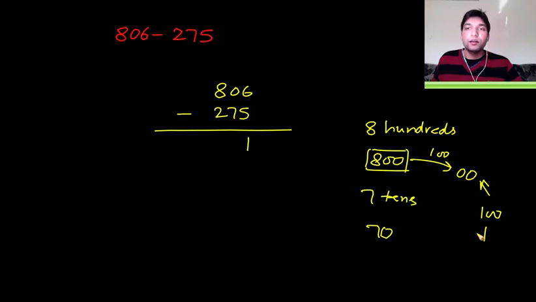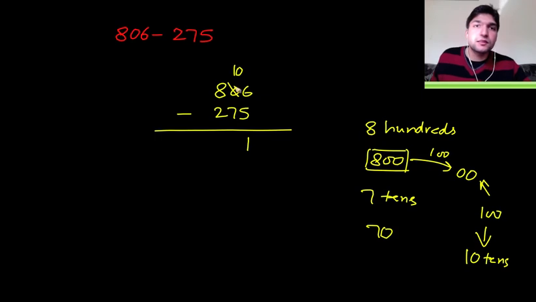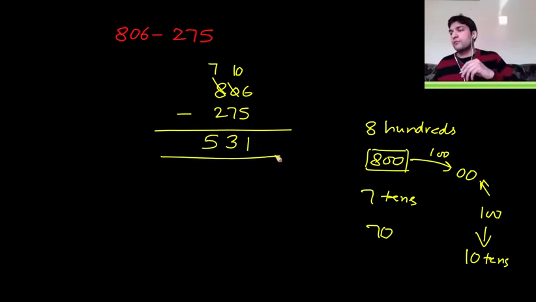And we know that 100 is actually 10 tens, right? So instead of 0, this will become 10 tens, and instead of this 8, this will become 7 hundredths. So this will become 10 now, and 10 minus 7, everybody knows that it will be equal to 3. And 7 minus 2, this is very easy. 7 hundredths minus 2 hundredths, that will be equal to 5. So that will be 531.